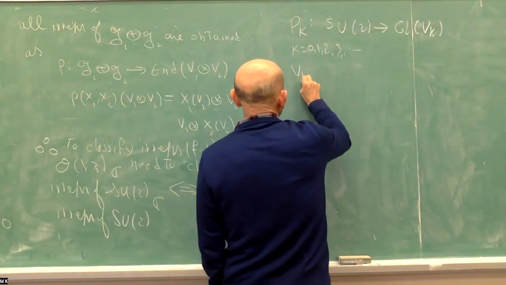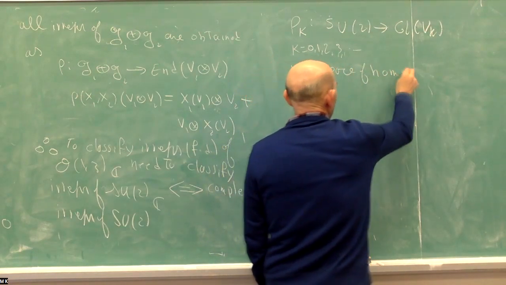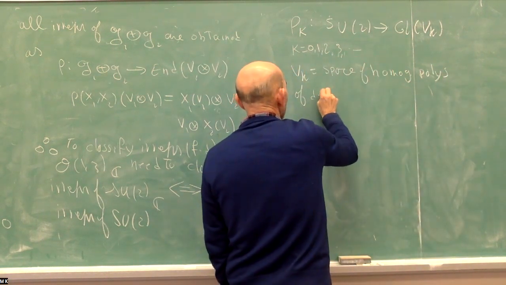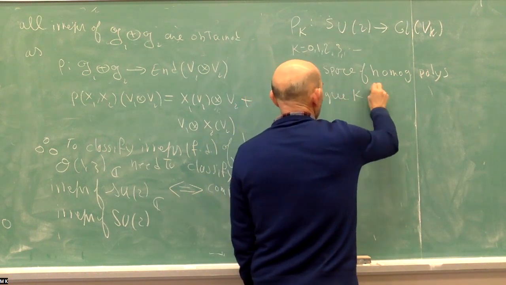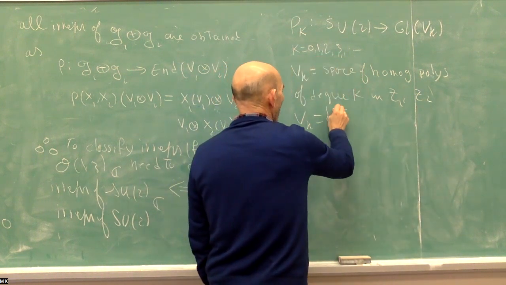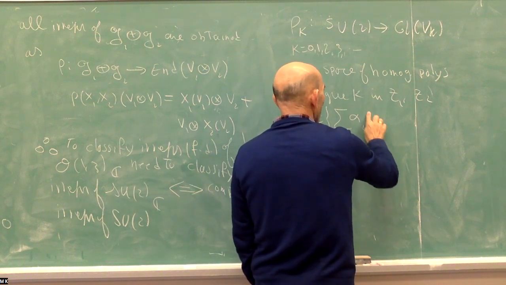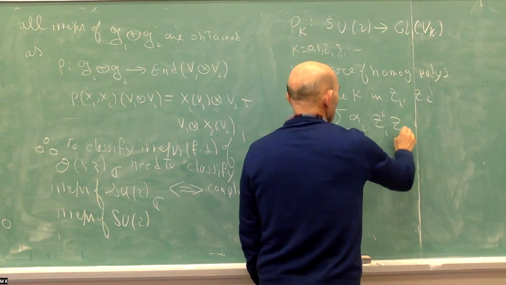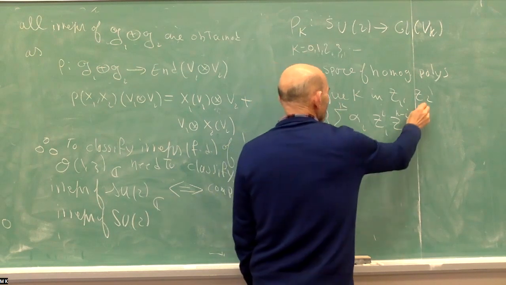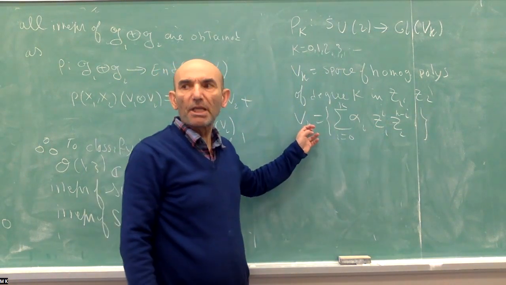So this Vk is the space of homogeneous polynomials of degree k in Z1 and Z2. So basically it is the set of all sums of alpha i, Z1 to the power i, Z2 to the power k minus i, with i from 0 up to k. These are all the possibilities, right? And of course, the dimension of Vk is k plus 1.